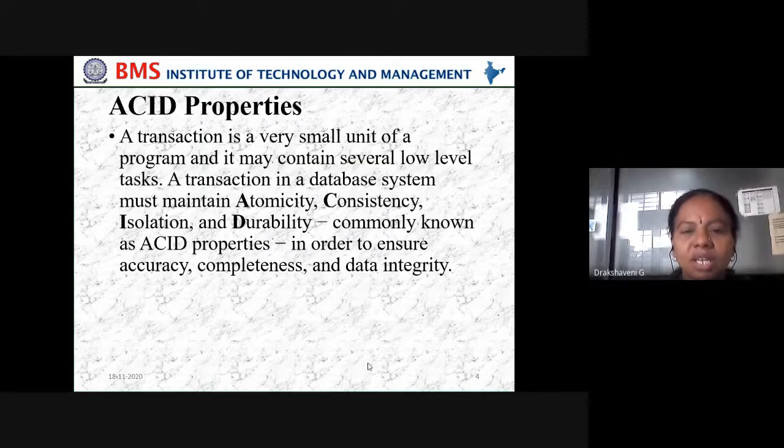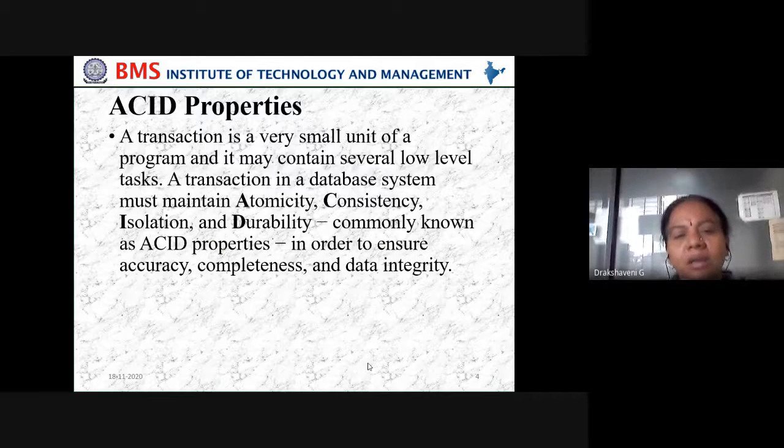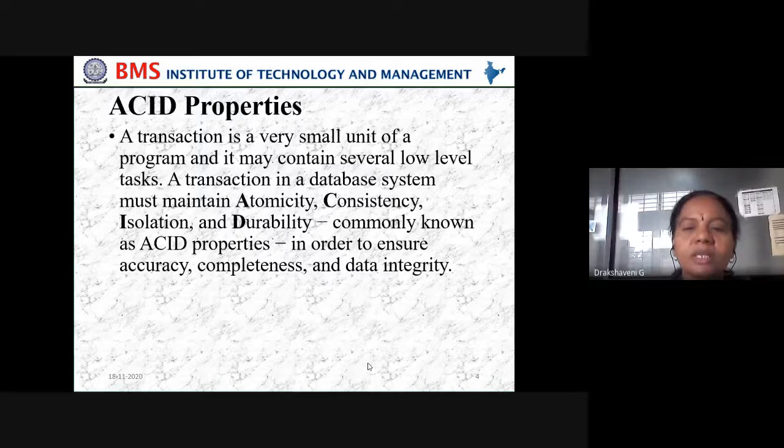A transaction in a database system must maintain atomicity, consistency, isolation, and durability, commonly known as ACID properties. So what is this atomicity? We'll see one by one, but in whatever transaction we do with respect to the database, definitely these four properties have to be maintained in the database. So my first property is atomicity. Then second is consistency, then isolation, then durability.